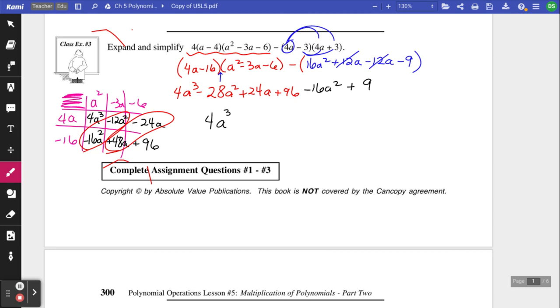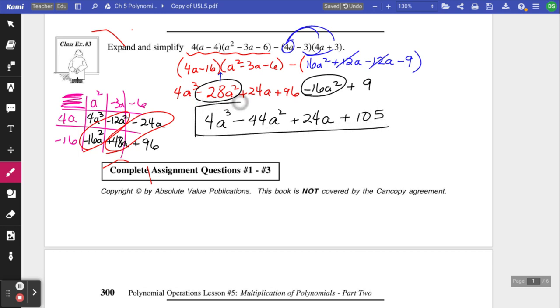Okay, what's next? 28a squared. I got some at minus 28 over here and at minus 16 over there, right? Gotta put these together. So I'm talking about minus 44a squared. All in favor? I think so. Did that right? And then I have a 24a. It's all alone. He has no friends. And then 96 and 9. Plus 105. Okay. And that, ladies and gentlemen, is your expanded, simplified answer to that crazy set of polynomials up there. Yeah. It's great.